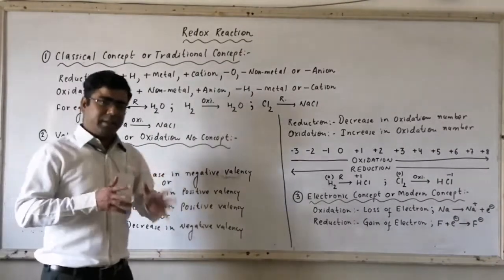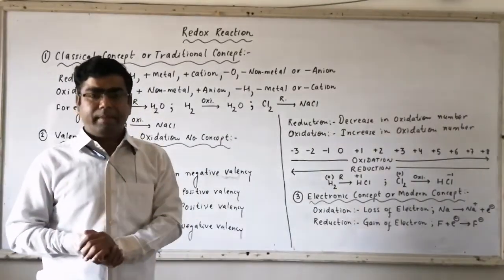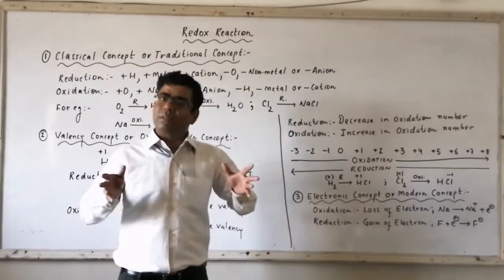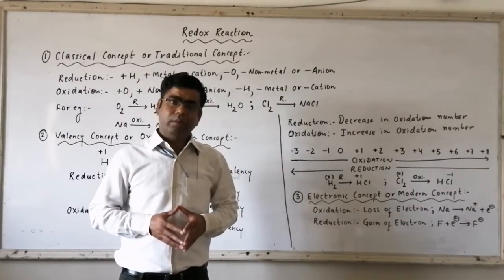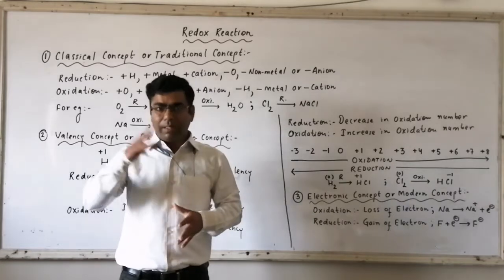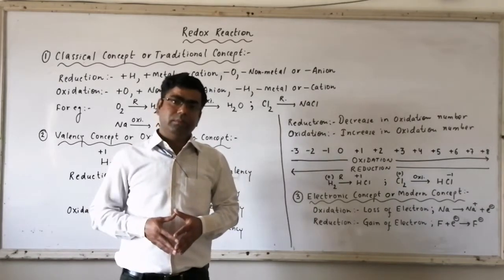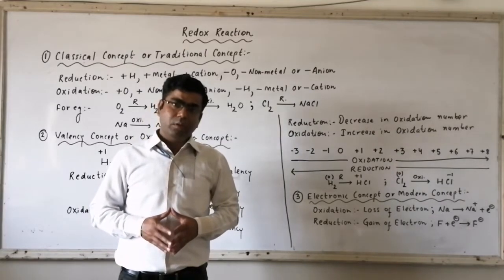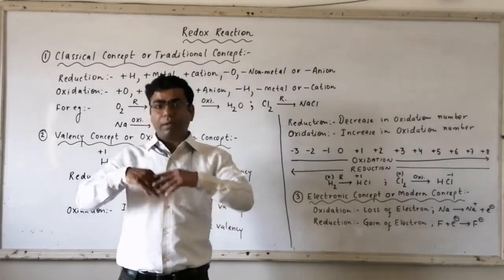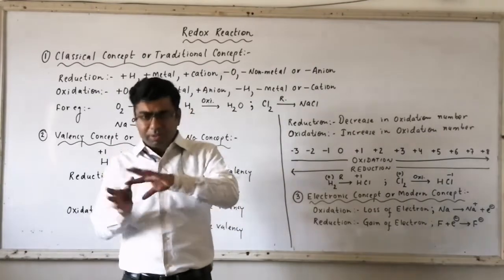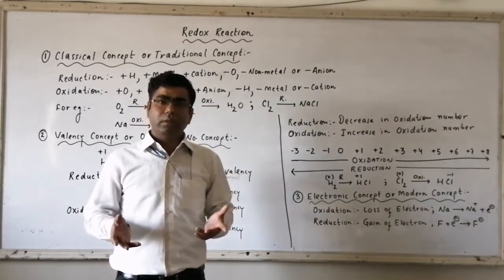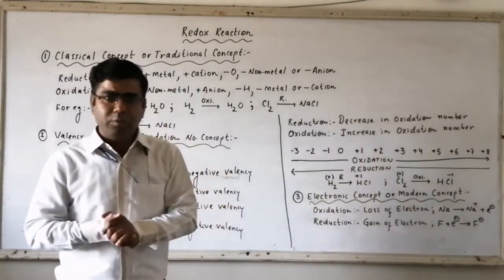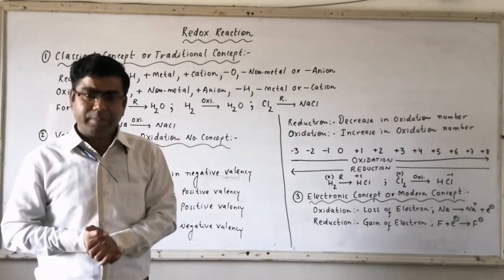Suppose a chemical reaction is there in which hydrogen is added. Then the reaction will be named as reduction. Suppose there is a reaction where metal is added. That reaction will also be treated as reduction reaction. Or a cation is added, again reduction. Oxygen is removed, again reduction. Non-metal is removed, again reduction. Or a negative ion is removed, again it is a reduction reaction.